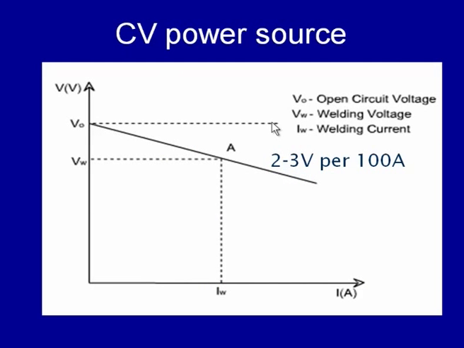And this is what we can see: theoretically, the constant voltage power source should offer a characteristic of this kind, but actually it does not offer this kind of relationship. Here, with the increase of the welding current, there is a marginal decrease in the arc voltage, and this decrease is about 2 to 3 volt per 100 ampere current.